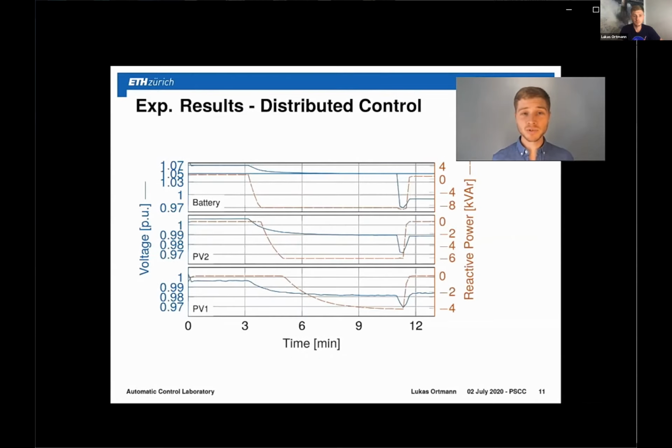In contrast to this, we can see the results here of our distributed controller. Again, we have the overvoltage in the beginning, and at minute 3, we activate our controller. What happens first is that the battery sees the overvoltage and starts integrating this overvoltage in its lambda update. As long as there is an overvoltage, this lambda update is going to integrate this voltage violation, and the reactive power is going to go down and down until it hits the reactive power limit of the battery.